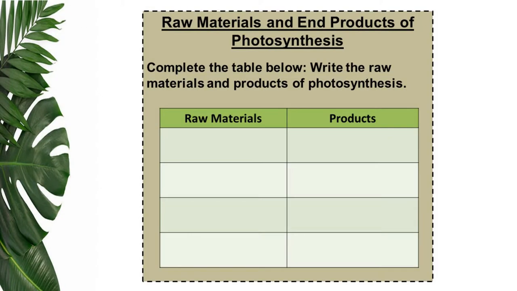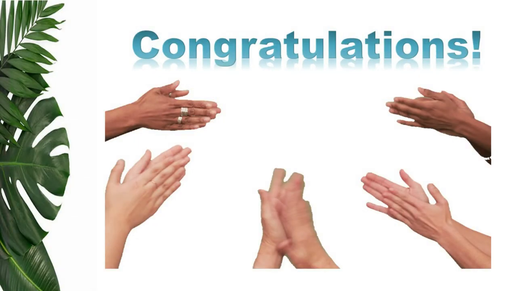For the next activity, we have here raw materials and end products of photosynthesis. You are going to complete the table below and write the raw materials and products of photosynthesis. Copy first the table in your activity notebook. Congratulations, learners, for finishing the two activities.